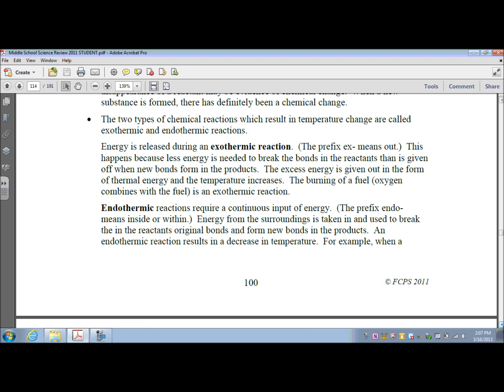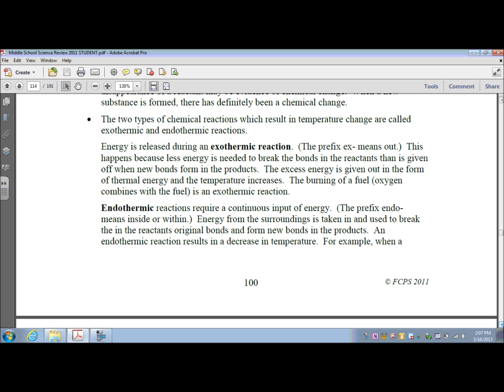The two types of chemical reactions which result in temperature change are called exothermic and endothermic reactions. Energy is released during an exothermic reaction. The prefix "ex" means out, so heat is exiting this reaction. This happens because less energy is needed to break the bonds in the reactants than is given off when a new bond forms in the products. The excess energy is given out in the form of thermal energy, and the temperature increases. The burning of a fuel, oxygen combining with the fuel, is an exothermic reaction.